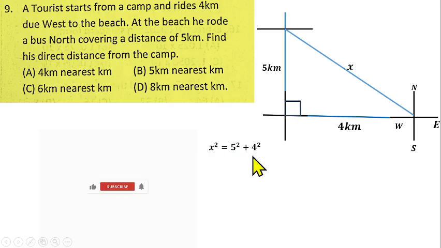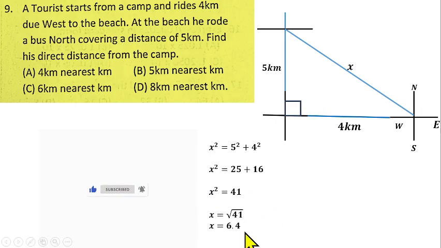So you have s squared equals 5 squared plus 4 squared. s squared equals 25 plus 16. s squared equals 41. Then find the square root of both sides, and s will be equal to 6.4. We have to take it to the nearest kilometer. That will give us 6 kilometers to the nearest kilometer, which is option C.